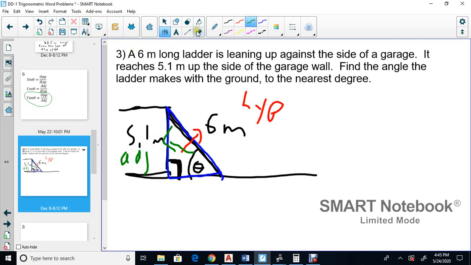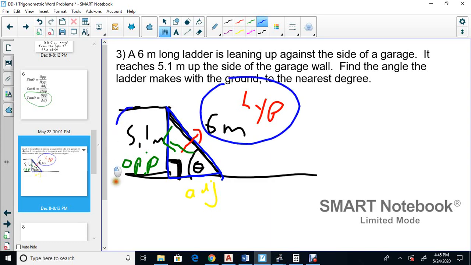Across from the angle is the opposite, so let's erase that. So across from the angle, the 5.1 there is actually the opposite. And beside the angle here is the adjacent. So right beside the angle is adjacent to it, and across from it is opposite. Now we're going to figure out which trig ratio. So we're going to use hyp and opp.